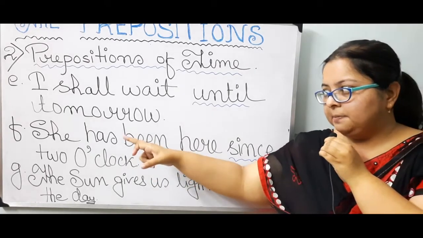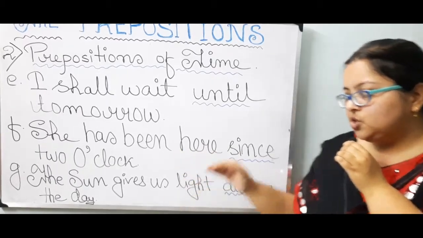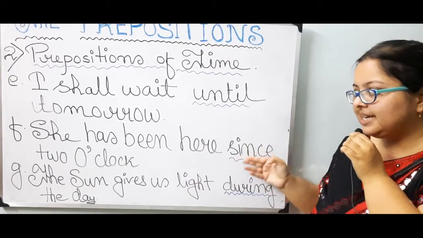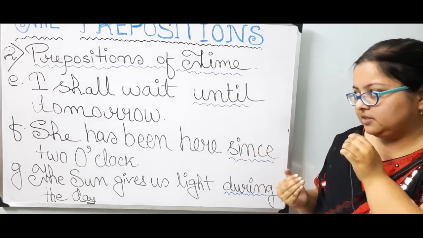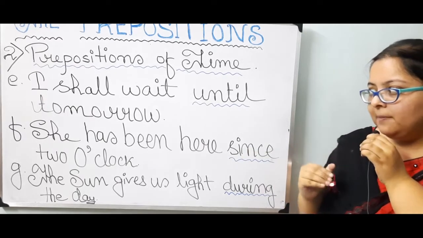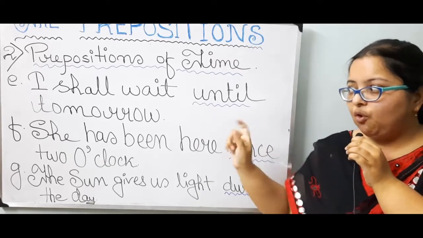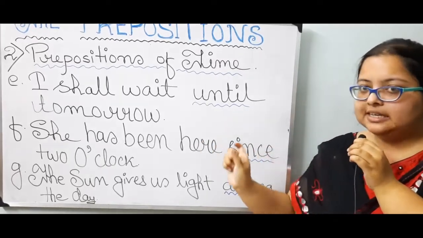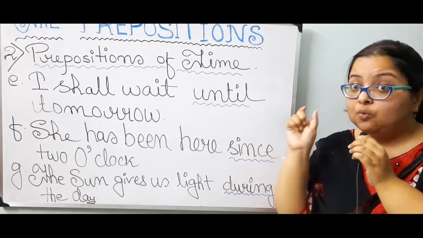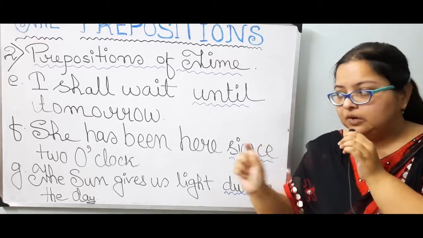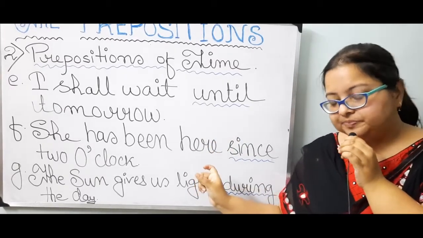Now, next one, number F. She has been here since 2 o'clock. Students, over here also, "since." Okay? Since we have mentioned, from when? Basically, from when that person, over here I have given "she." So, she has been here since when? Specifically that time we have to mention. So, since 2 o'clock. Okay?